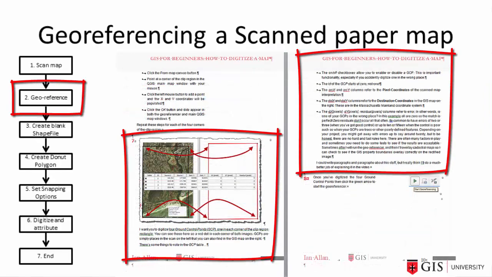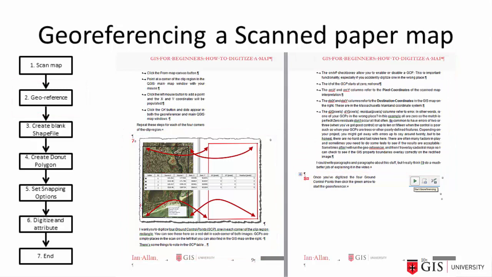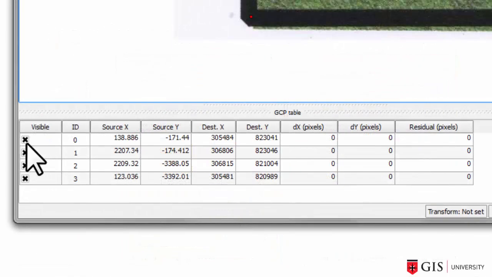Okay, we're at step 7. Let's talk now about the ground control point table, otherwise known as the GCP table. If we accidentally put a ground control point in the wrong spot, we can easily turn it on or off by toggling the visible checkbox. And if we toggle it off, QGIS will ignore it. Notice that the ID starts from 0 and not 1. That's because in most computer applications, numbers start from 0.